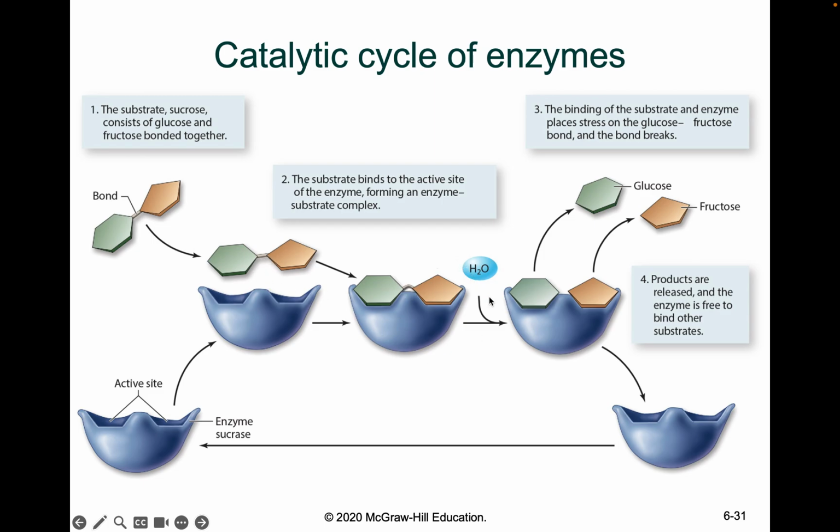So then you add water, because the way to break this is by hydrolysis. Remember, this is from chapter 3 on macromolecules. How to make monomers stick together is through dehydration. How to break them is through hydrolysis. So water comes in, and this really helps the breaking of this bond. So you break it, glucose and fructose then leave, and then you have the enzyme back again.